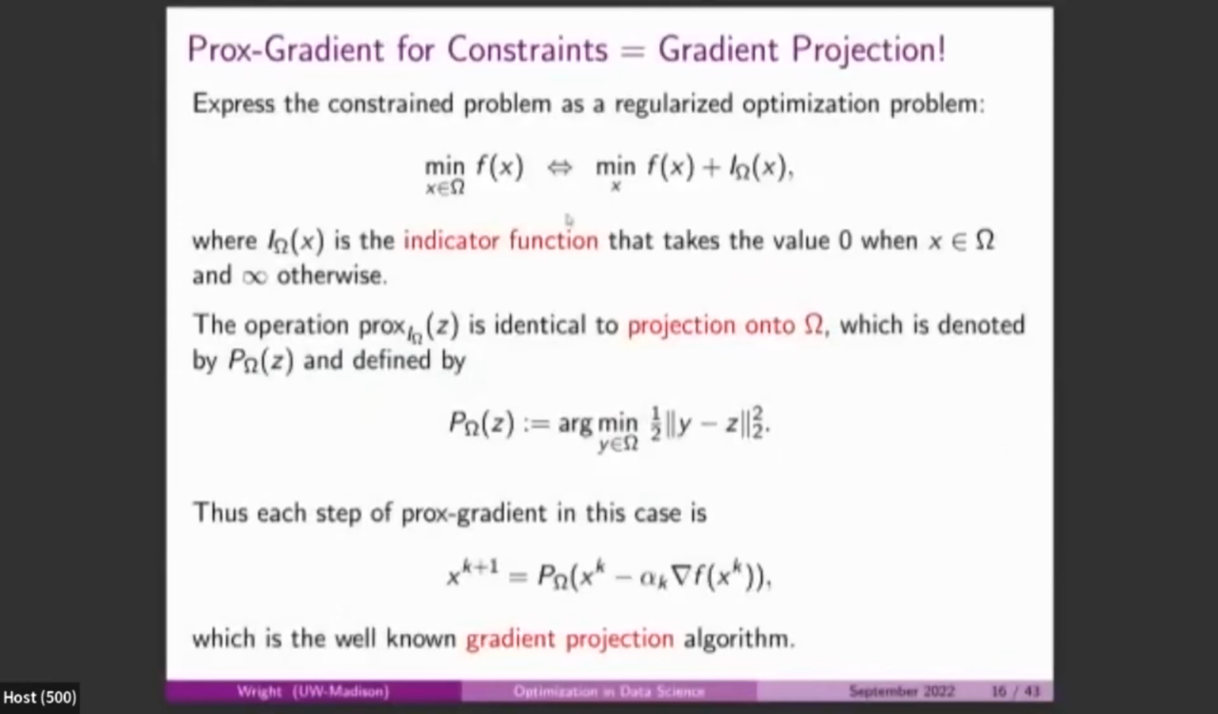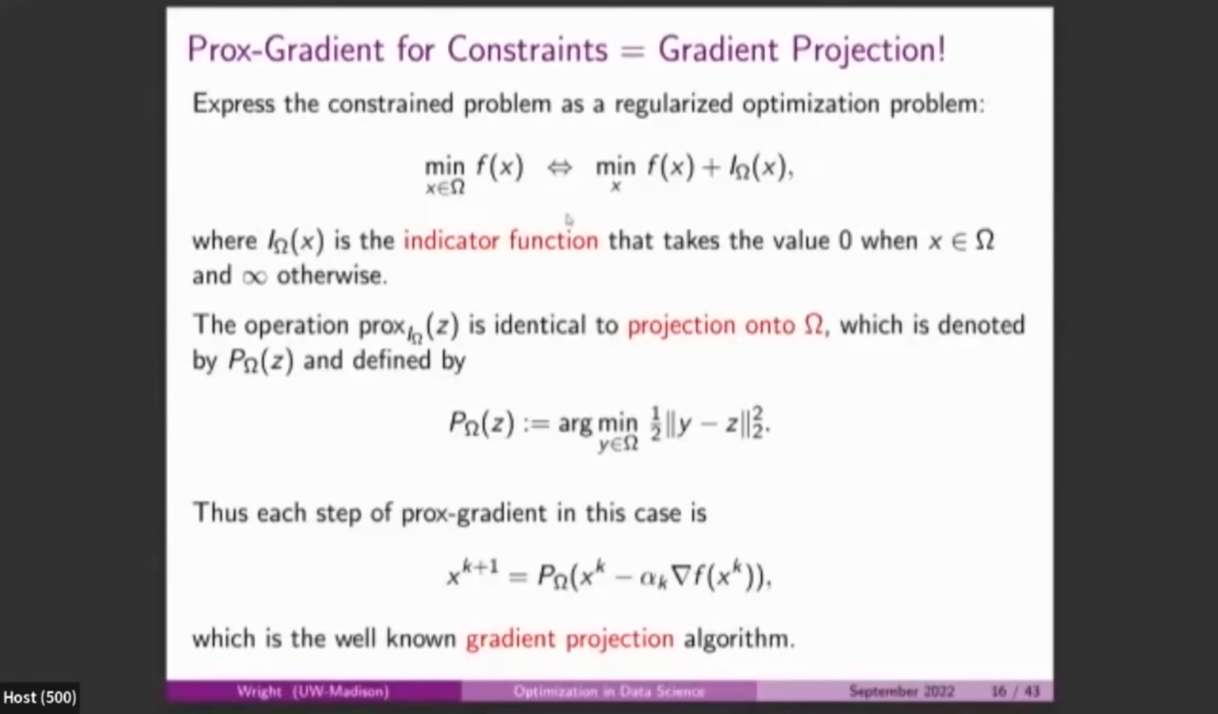Now, you can use this whole prox idea to account for constrained optimization. So if the problem I want to solve is minimize f of x over x belonging to some closed convex set omega, I can write this equivalently as minimizing f plus an indicator function of omega. So this indicator function is defined to have value 0 if x belongs to omega and infinity otherwise. So it's a very nasty function, right? It jumps from being 0 to infinite instantly. This is certainly not differentiable, okay? But we can use this prox idea, we can use Moreau envelopes to smooth out that indicator function.